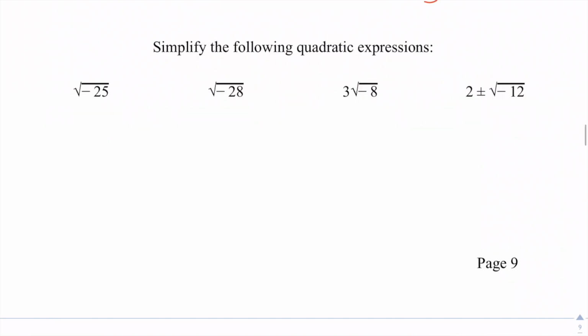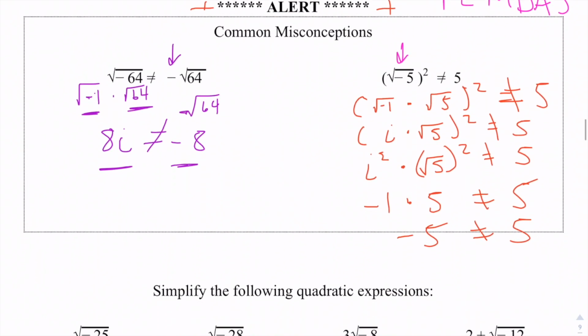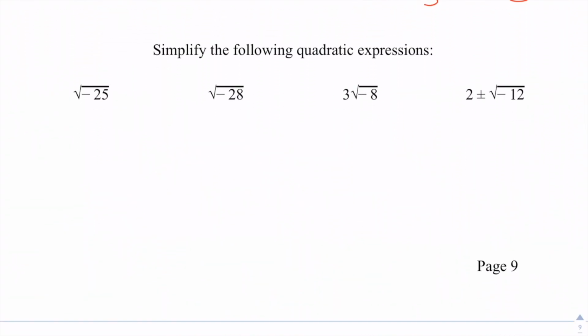which does not equal 5. Let's use some of this stuff up here to simplify these following quadratic expressions. So again, we want to break this apart into the square root of -1 times the square root of 25. Well, the square root of -1 is just i, times the square root of 25, which is 5. And again, we don't write it as i5, we would write it as 5i. And that's our solution for that one.